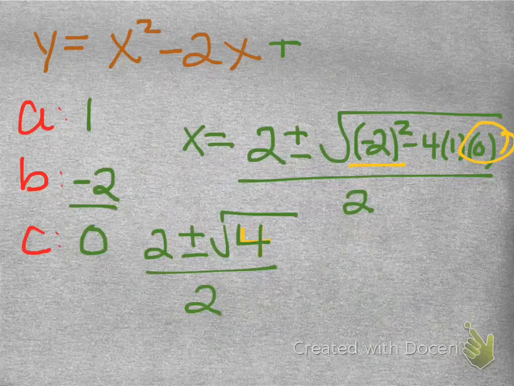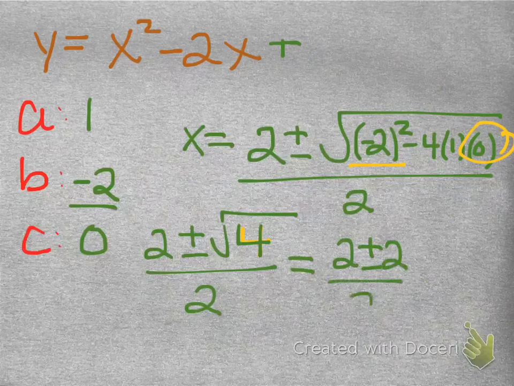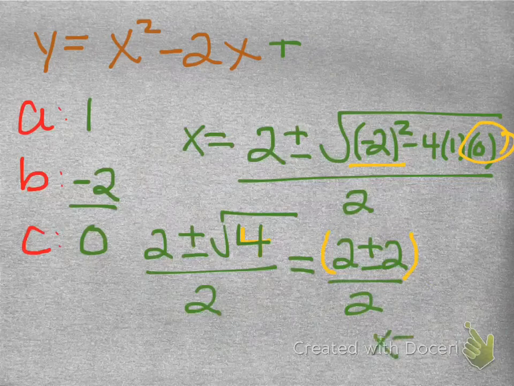Alright, so this is going to give us 2 plus or minus 2 over 2. Well, I'm going to do the numerator like this first for each the plus and then the minus, so I can get two solutions. 2 plus 2 is 4. Divide that by 2. X equals 2. 2 minus 2 is 0. Divide that by 2. X equals 0. So those are two solutions.